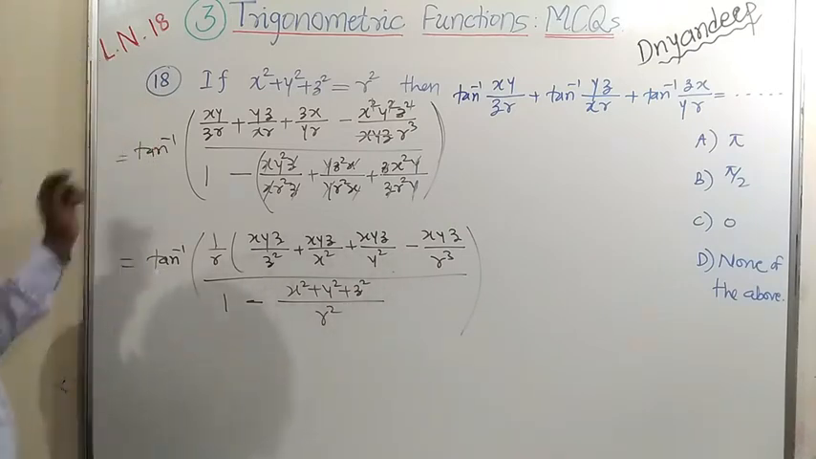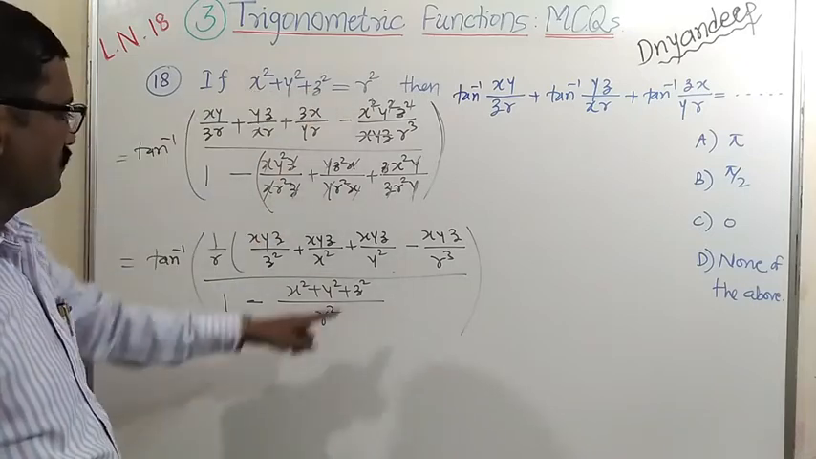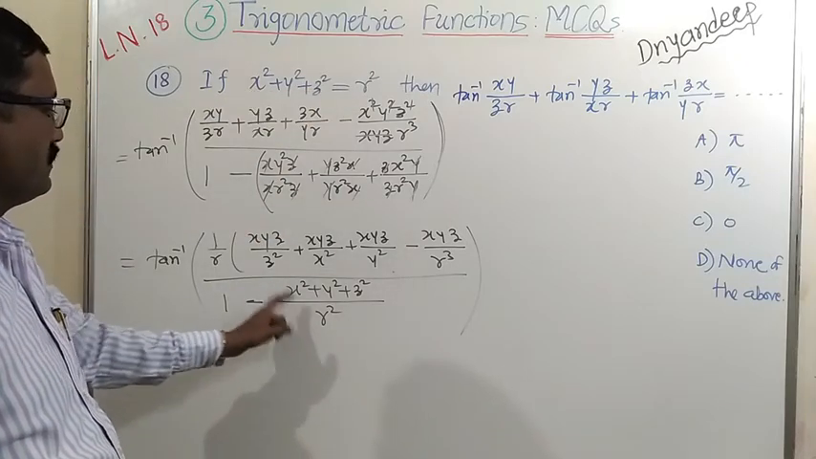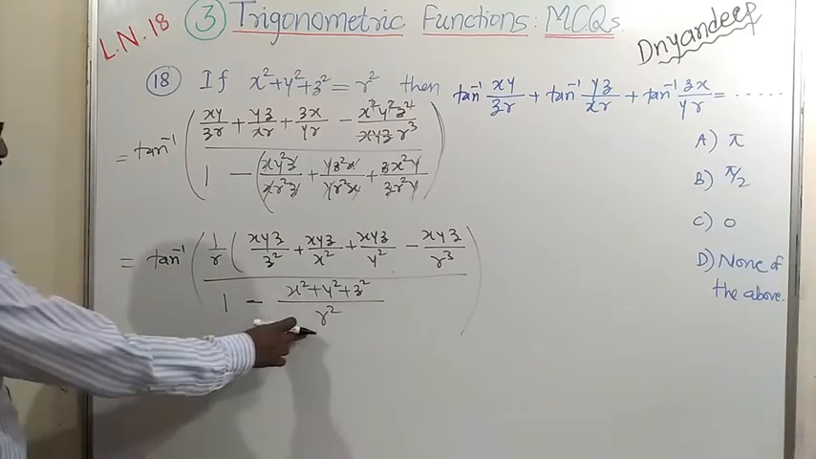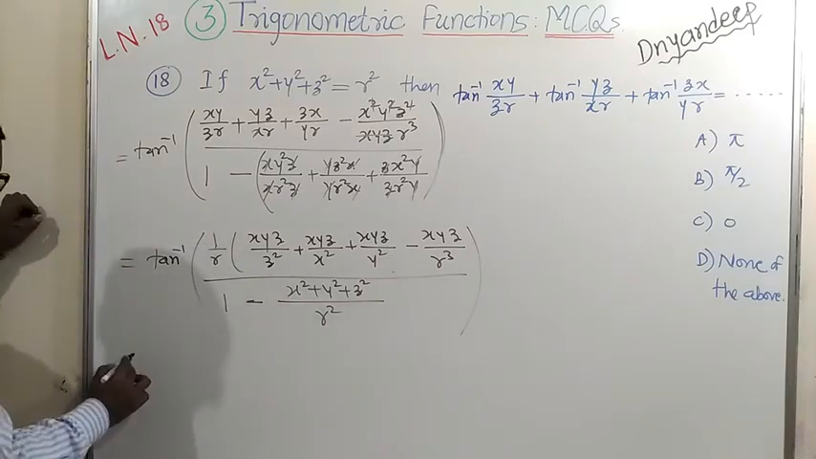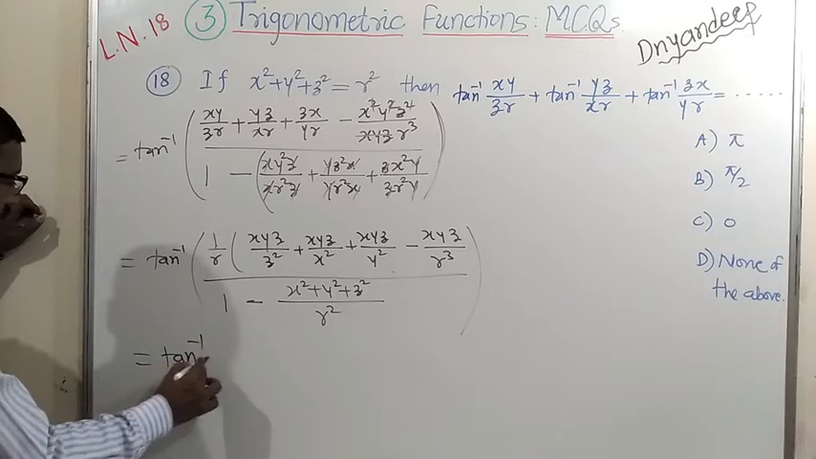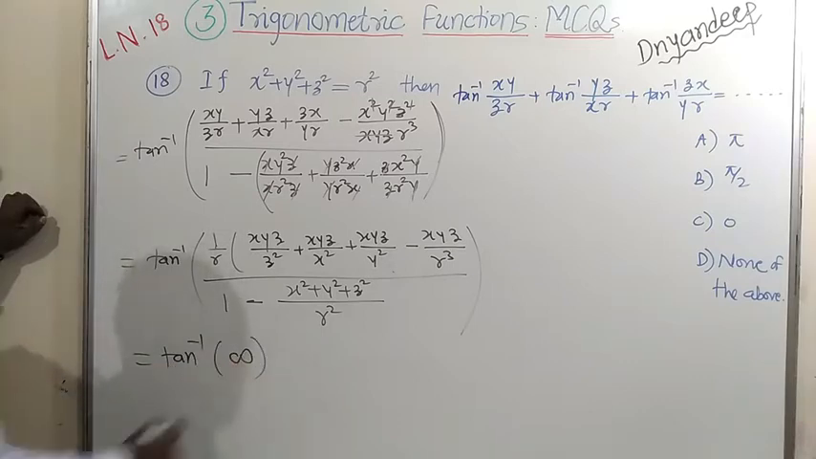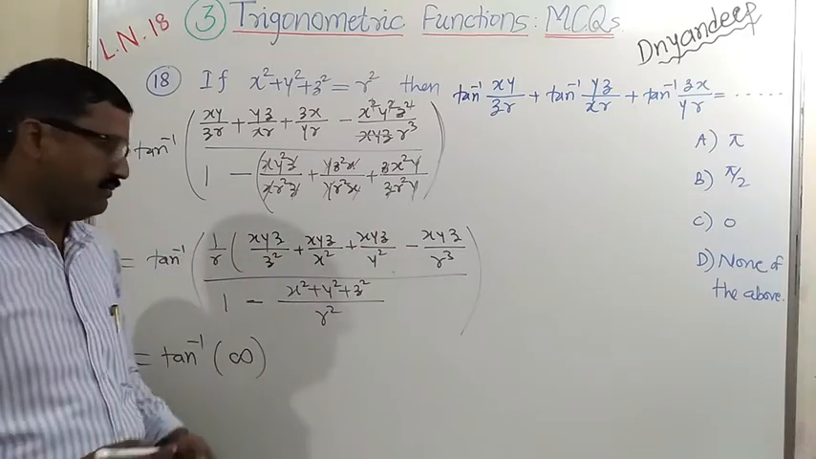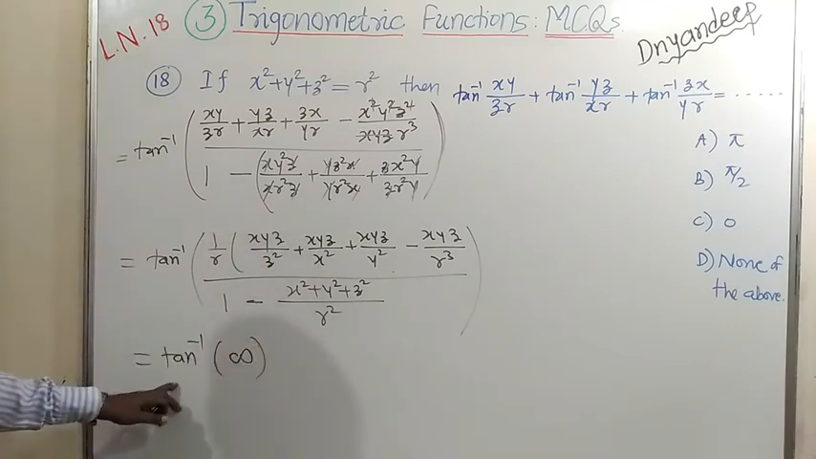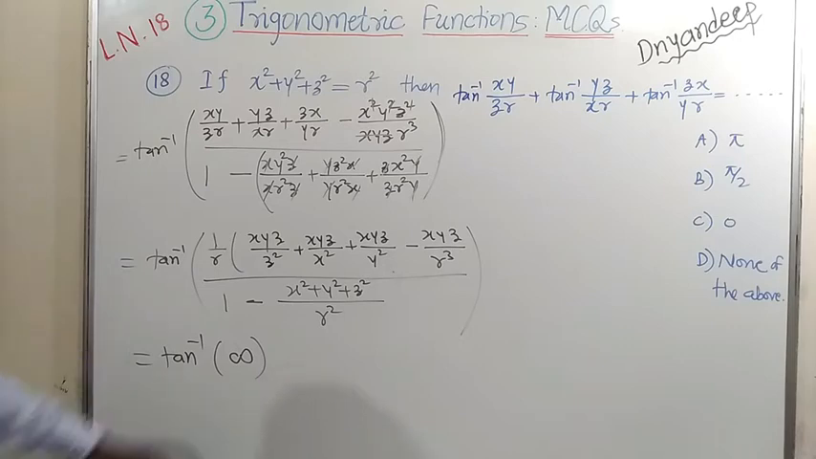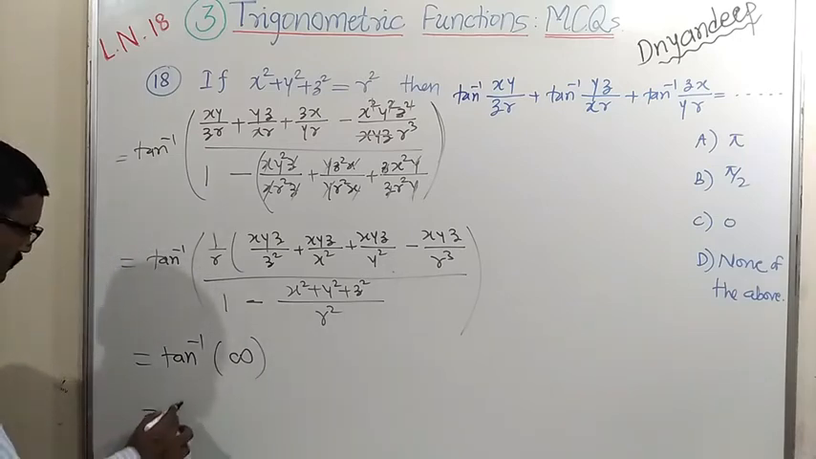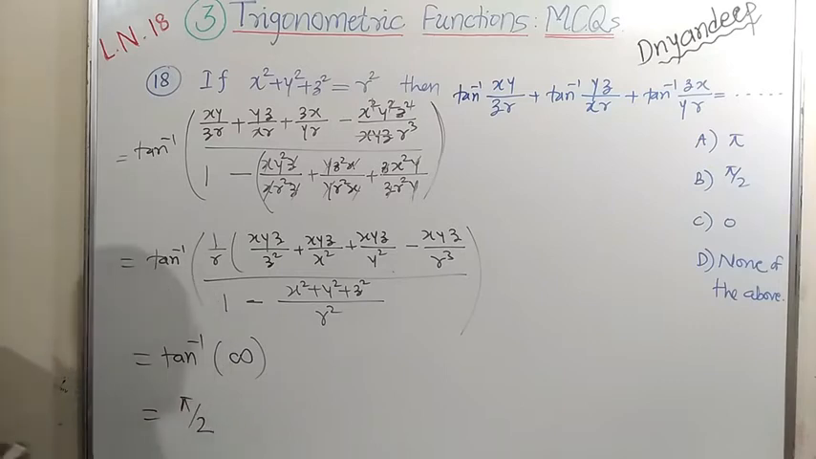And here x square plus y square plus z square equal to given r square. So r square upon r square is 1. So 1 minus 1, 0. So this tan inverse of infinity, whatever the numerator, the denominator becomes 0. So it is equal to tan inverse of infinity. And when tan inverse of infinity, the angle tan pi by 2 is infinity. So it is equal to pi by 2.